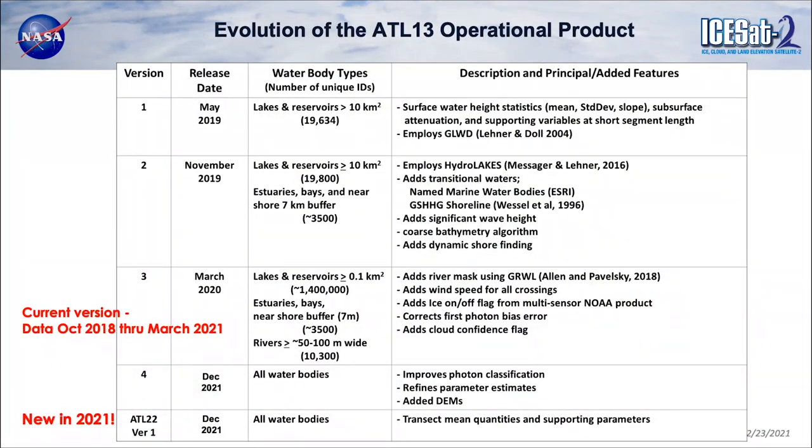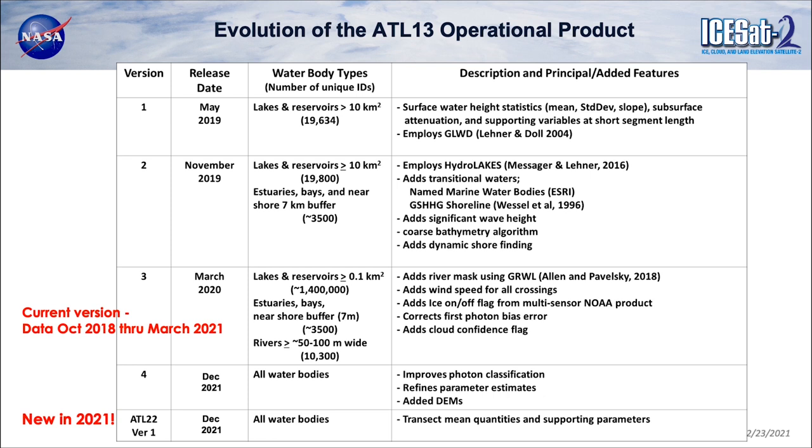Now, on this slide, we provide a summary table of the development of the ATL-13 operational product. As you can see down below here, we are currently operating with version 3, which was first published in March 2020. Each time a new version is published, we go back and reprocess all the data products from launch to present. The exciting thing about version 3 is that we have opened up the analysis to all the different water body types and shapes, which now number up to a potential of 1.5 million shapes.